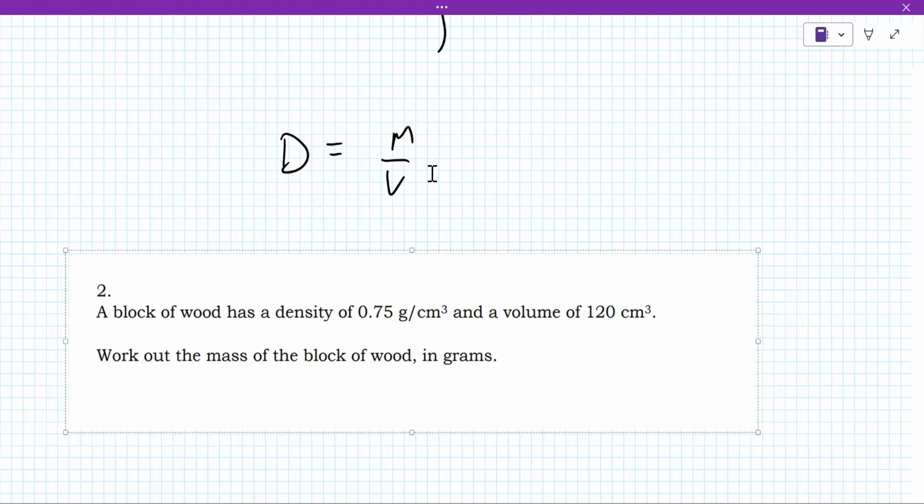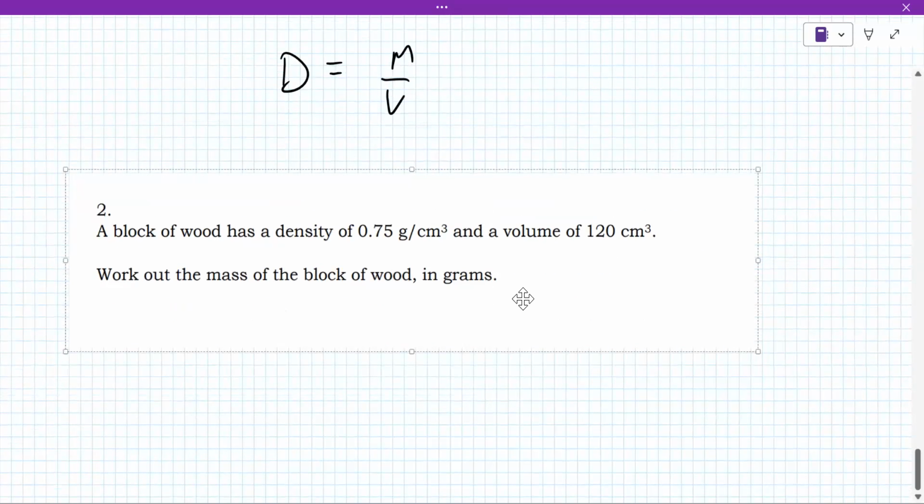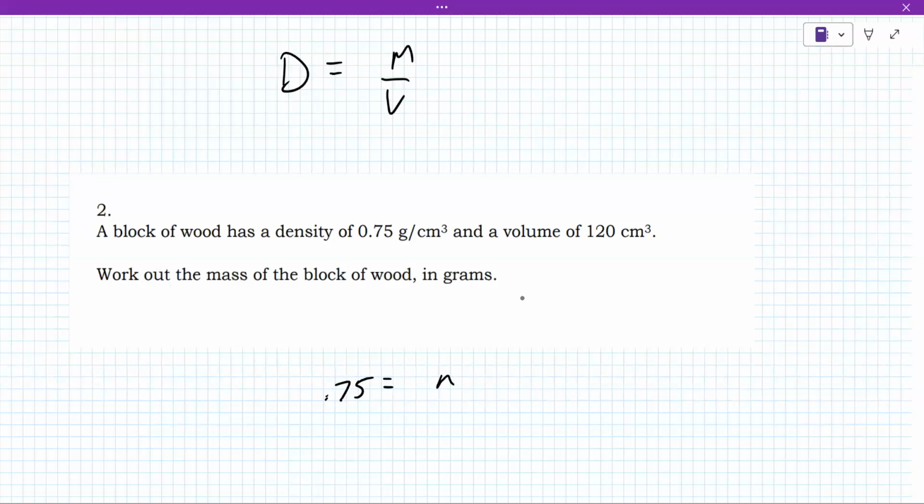90. What are you giving me? The final answer? Okay, so the density is 0.75. Yep. The mass is unknown, but the volume is 120. So you multiply both sides by 120. And yes, the mass is 90 grams. Yep. All right.